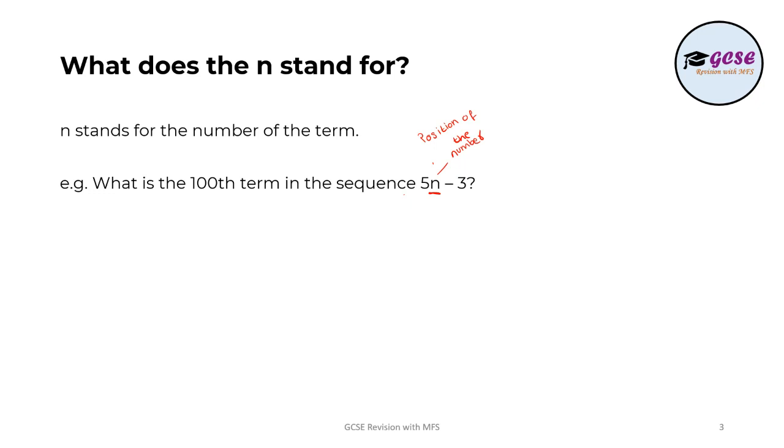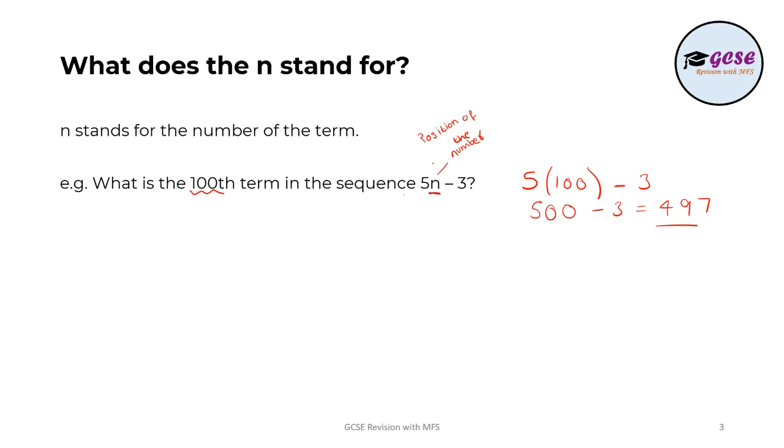Now let's say we wanted to work out the 100th term of the sequence. We would just substitute in 100 in the place of n, because n is the position of the number. We're trying to work out the 100th position in the sequence. So all you would do is 5, replace the n with 100, and you would minus 3. So 5 multiplied by 100 is 500, and then you would subtract 3, which is 497.